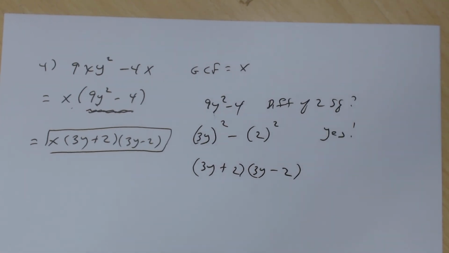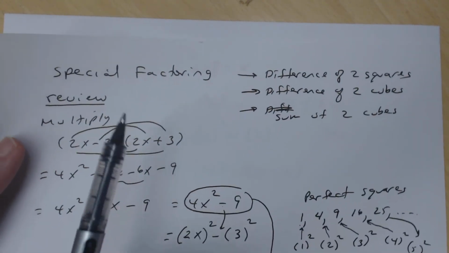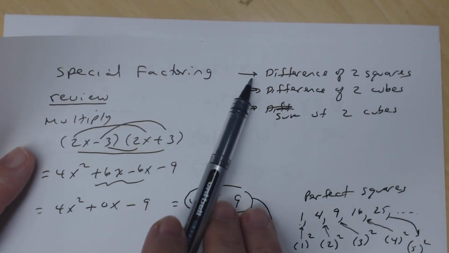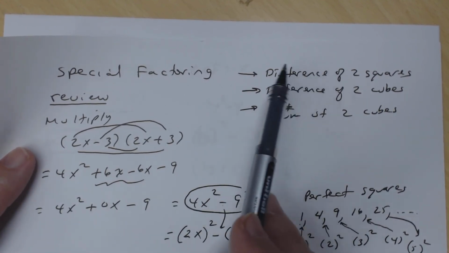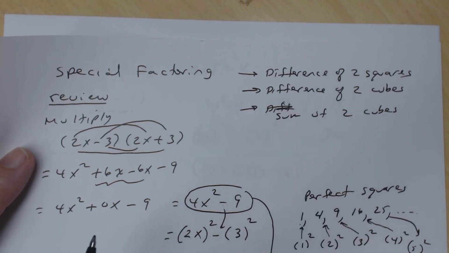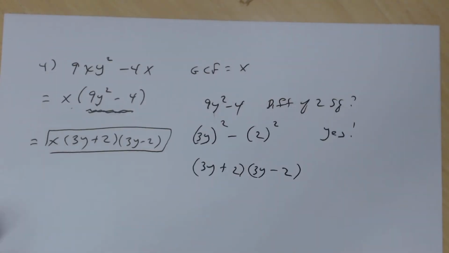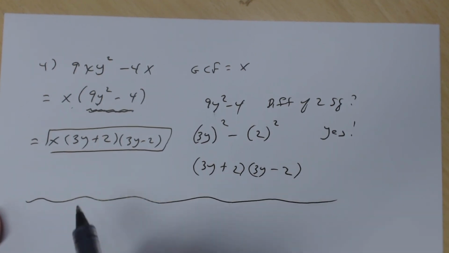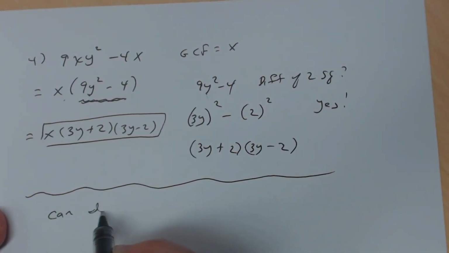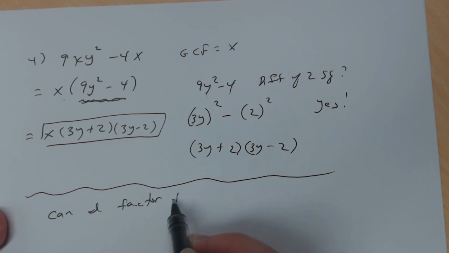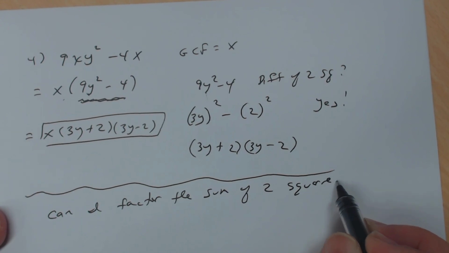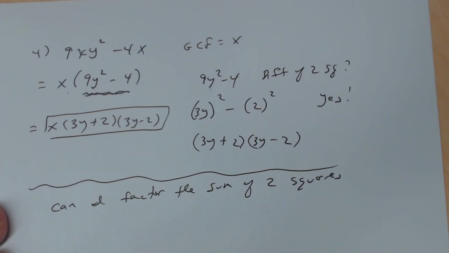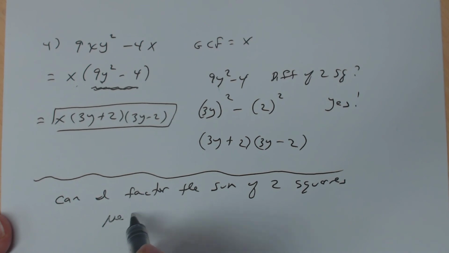Now, remember when we looked at that first page right here, we're going to talk about the special factoring: difference of two squares, difference of two cubes, sum of two cubes. You notice that I don't see the sum of two squares. So the question is, can I factor the sum of two squares? That's going to be the question. And so that's going to be the next video. So look at the next video for that one.